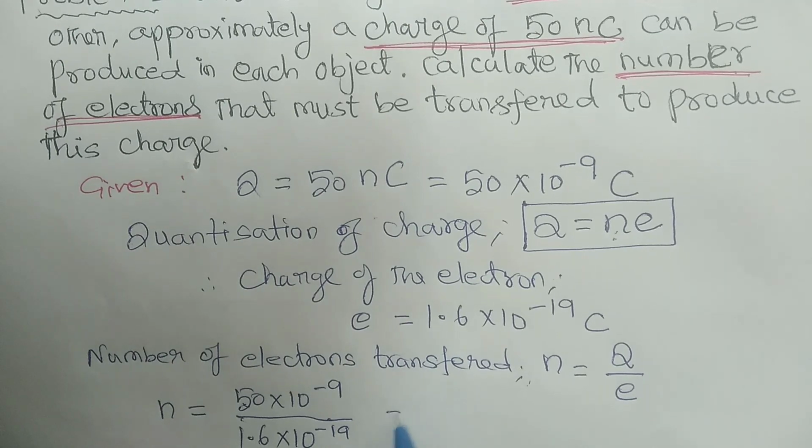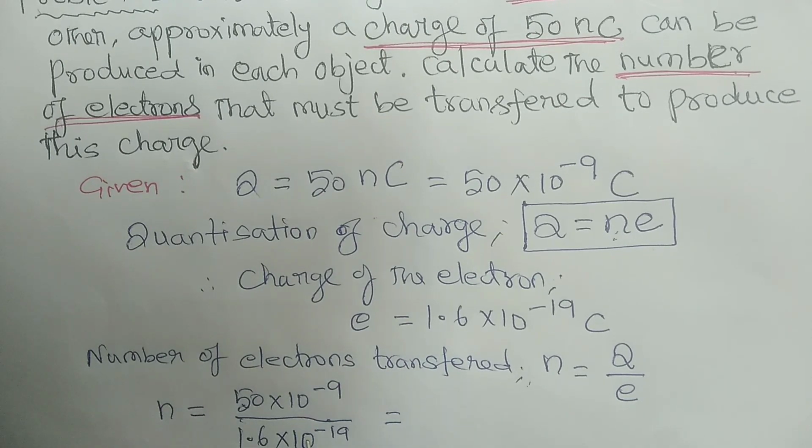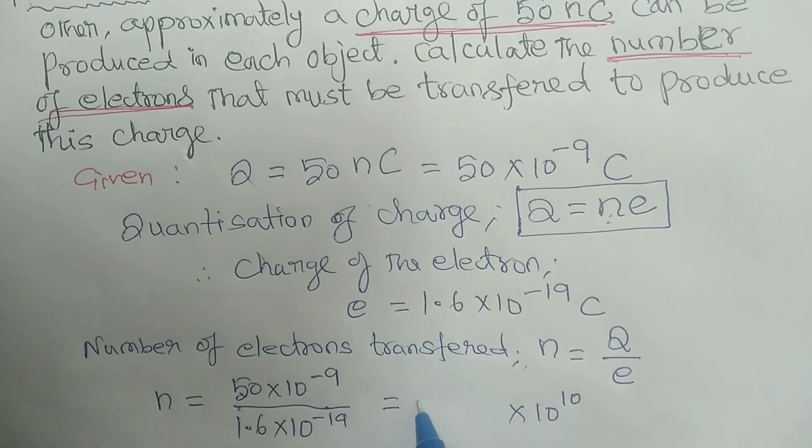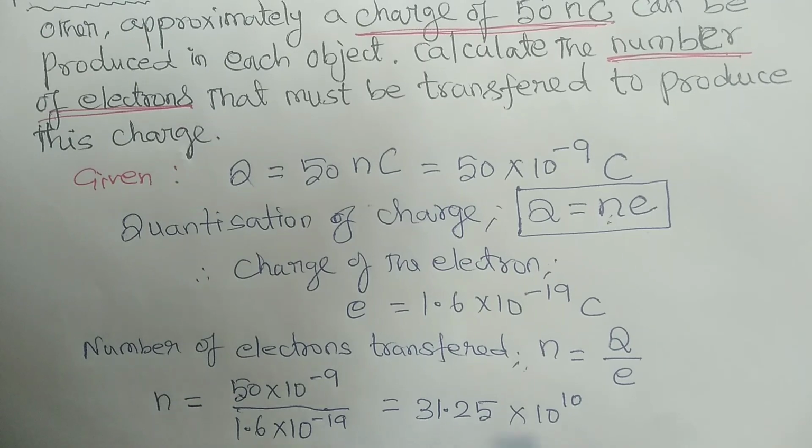Coulomb cancels. So remaining 10 power minus 9. If you move this 10 power minus 19 there, 10 power plus 10. So the resultant is 10 power plus 10. You divide these two terms, 50 divided by 1.6, you will get 31.25 into 10 power 10. What does it represent? Number of electrons transferred, the N value. So 31.25 into 10 power 10 electrons are transferred to produce this charge.